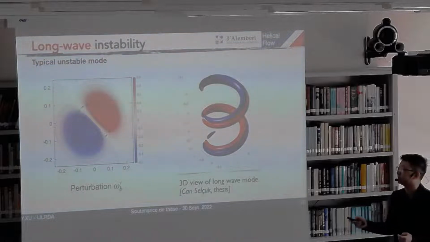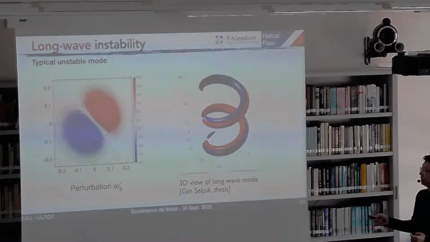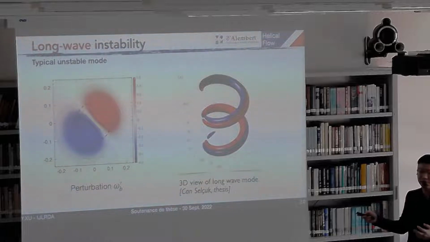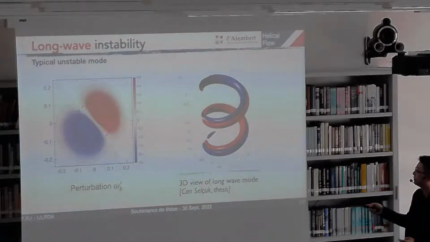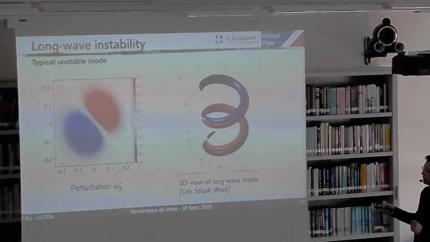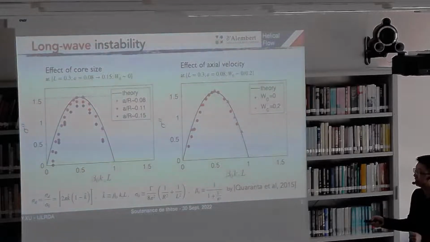So first is the long wave instability mode that we obtained. On the left side is the perturbation mode we found, which is similar to the one found by one of the previous PhD students, Jan Sieswerda, during his thesis in our group. We find the same structure for the long wave mode, where clearly it just displaces the helical vortex.